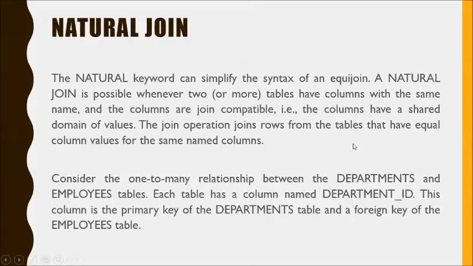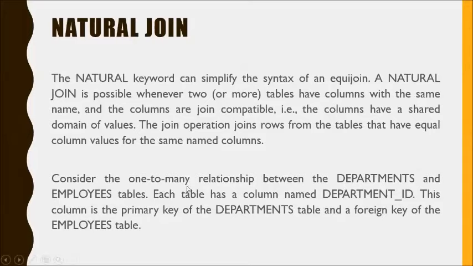So let us first define and discuss the natural join. The natural keyword can simplify the syntax of an equijoin. A natural join is possible whenever two or more tables have columns with the same name and the columns are join compatible, for example, the columns have a shared domain of values. The join operation joins rows from the tables that have equal column values for the same named columns.